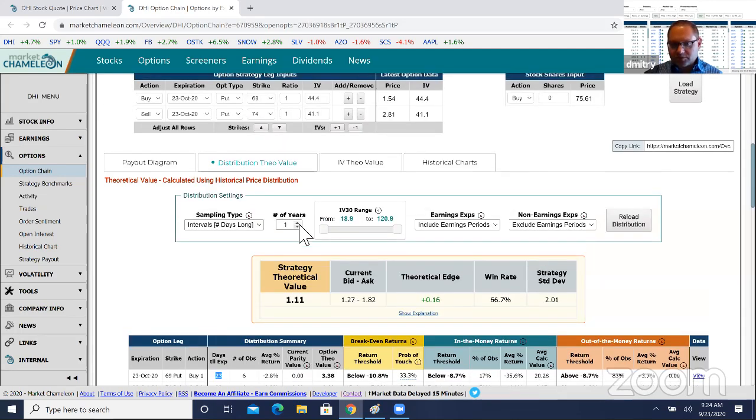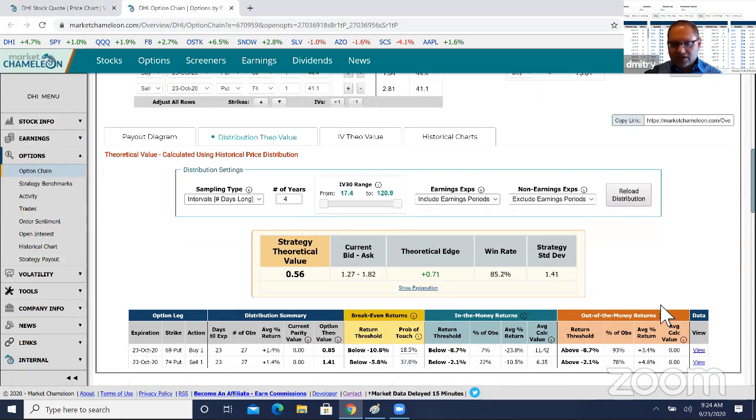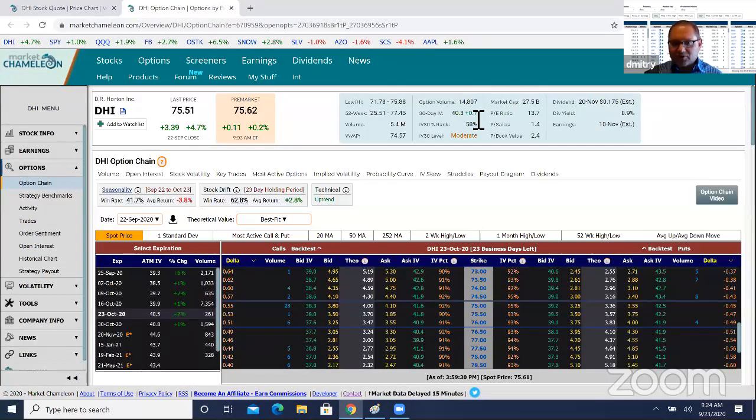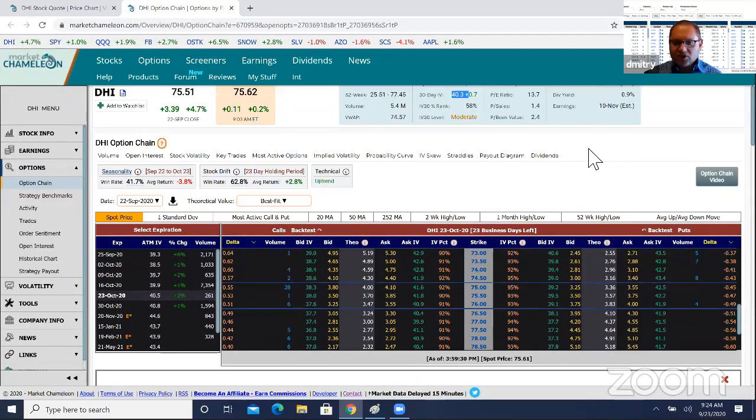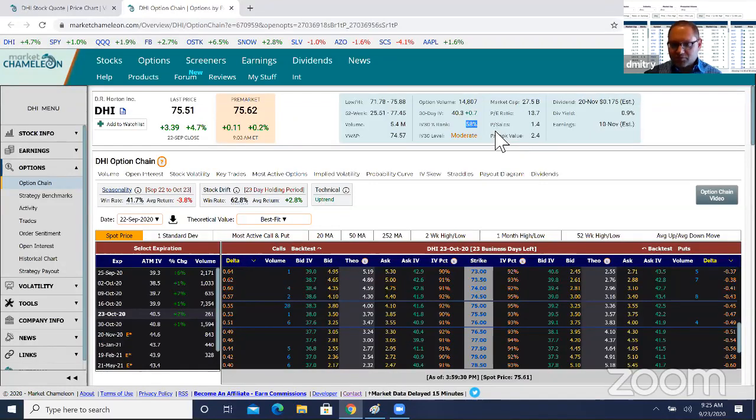Let's do this. I'm going to take it back up to 4 years of data, and let's see what happened. Right now, the 30-day IV is 40.3, which is really the 58th percentile.